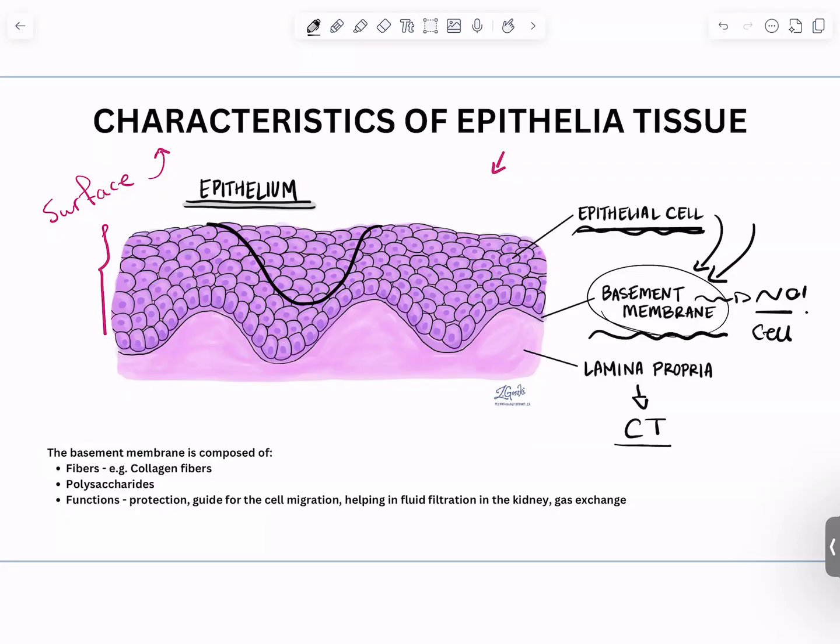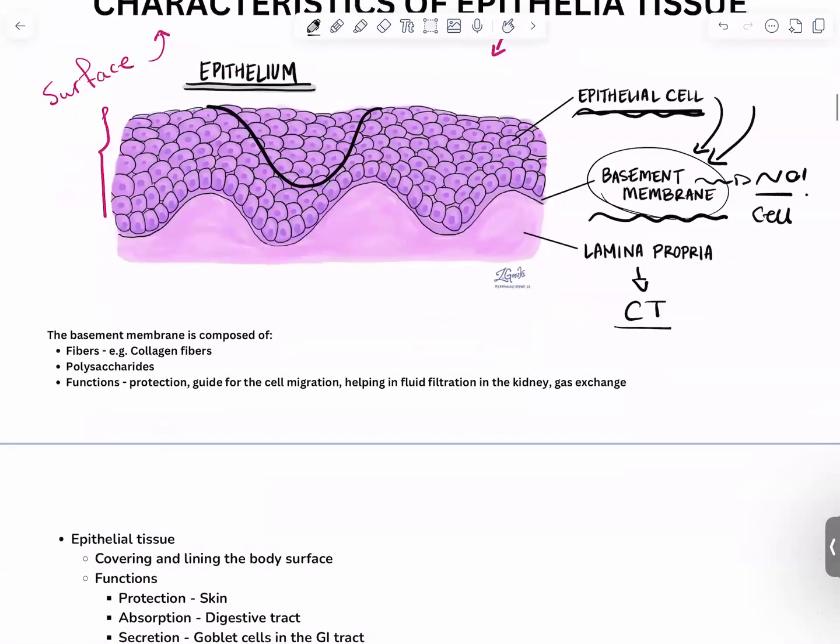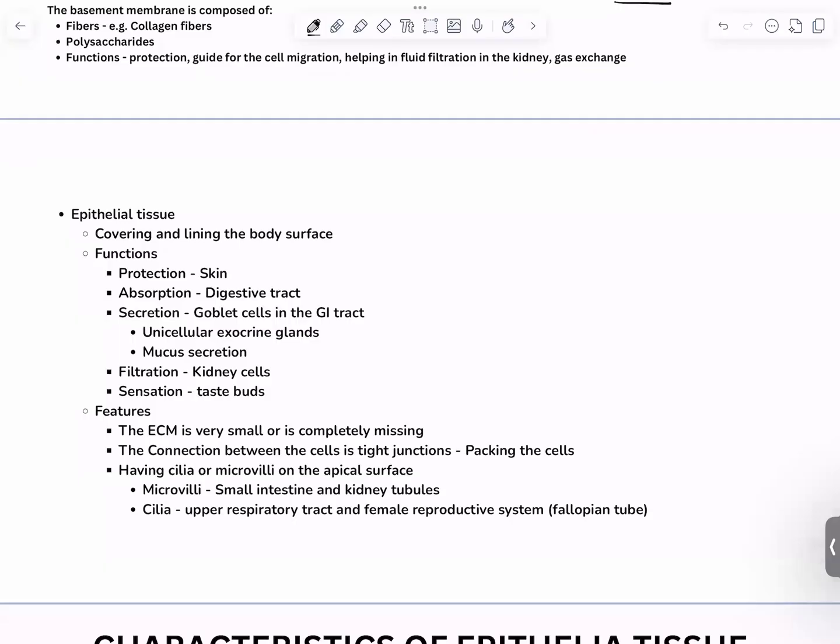But now let's discuss the general things about epithelial tissue. We say that it's going to cover or line the body surface. Guys, there is sometimes a confusion here. When we say body surface, it doesn't mean that it must always be skin. Inside of the body, for example, as I told you, in the stomach, imagine that this is a stomach, which doesn't look like a stomach, but doesn't matter.